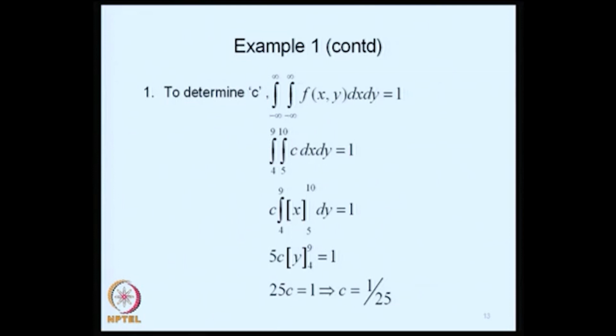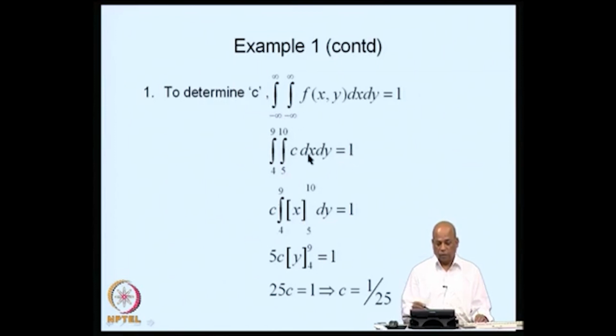So, first to determine C, we use the definition of the joint PDF. The volume under the joint PDF over the entire region must be equal to 1. So, x varies from 5 to 10 and y varies from 4 to 9, and the joint PDF is C, a constant, dx dy, and this should be equal to 1.